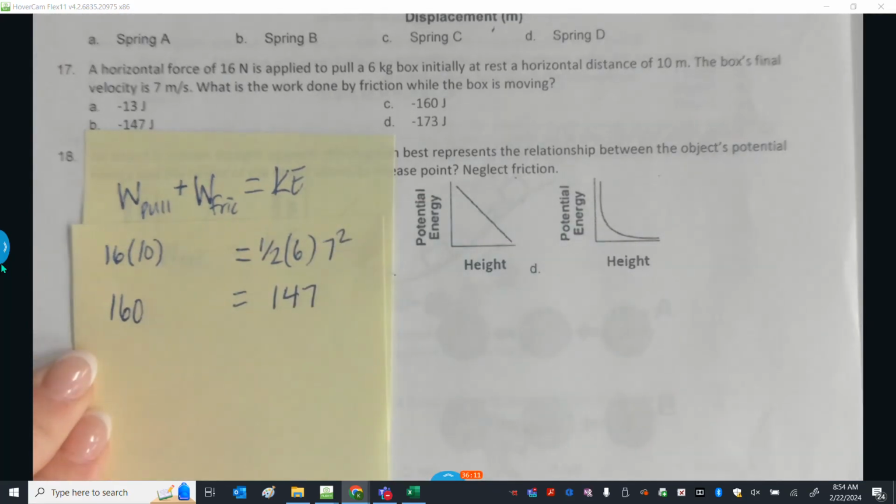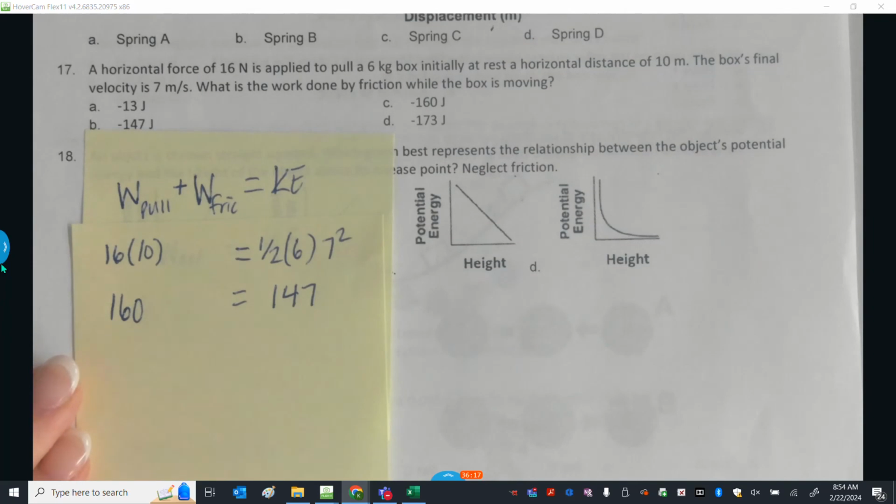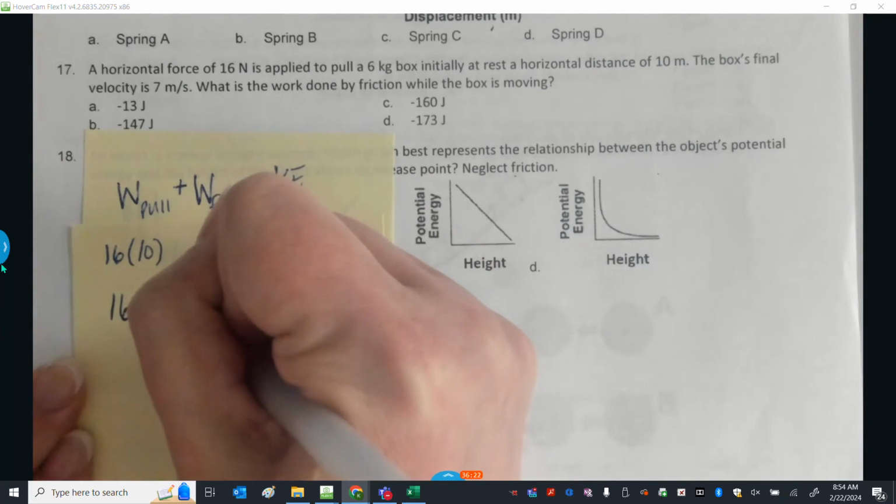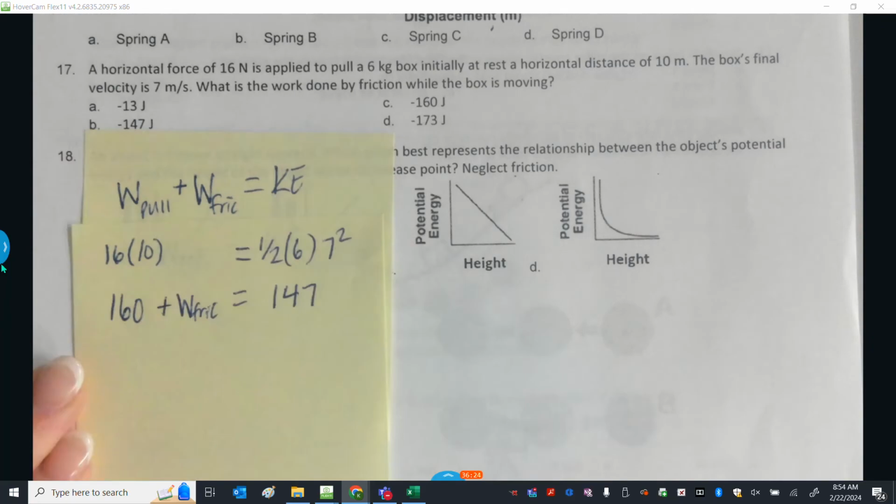Okay, those are not equal, which means that we had to have lost some energy. There had to have been negative work done. How much? Well, you can find the difference. Or if you just write it in your equation, you're already set up to solve for it.